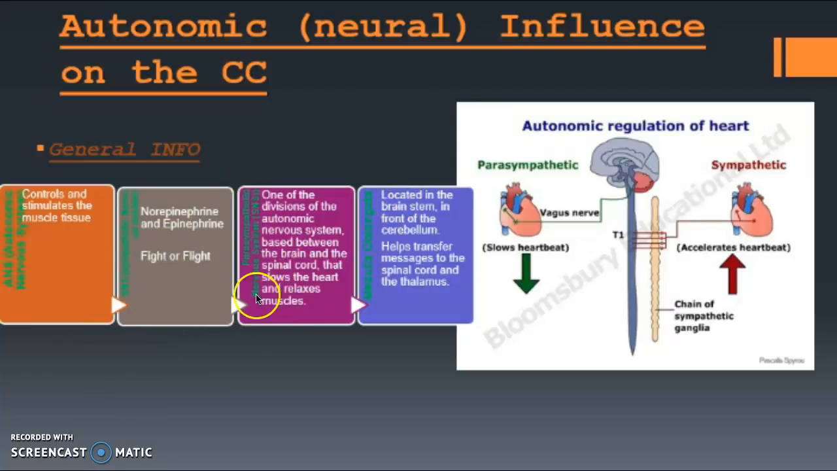And then we have the parasympathetic nervous system, or the PNS, and this is one of the divisions of the autonomic nervous system, which is based between the brain and the spinal cord, that slows the heart and relaxes the muscles. And then we just have some general information about the medulla oblongata, which is located in the brain stem and found in the cerebellum, and it helps transfer messages down through the spinal cord and the thalamus. So the cardiac cycle in our heart can be influenced by either neural control or hormonal control.